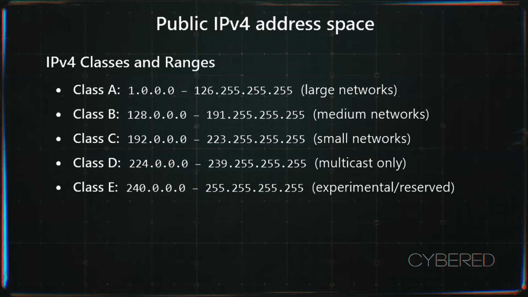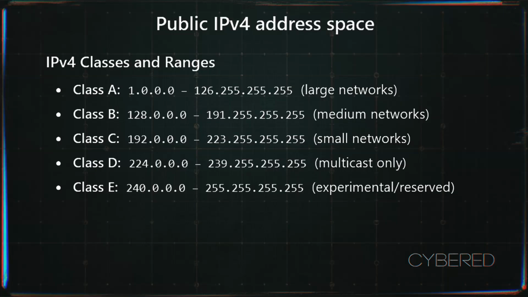So here we have the IPv4 classes and ranges. Class A for large networks, Class B, medium networks, Class C, small networks, Class D, multicast only, Class E, experimental, reserved. Public IPv4 addresses must be globally unique and are typically assigned by an ISP. Businesses often configure the public IP on a router, firewall, or WAN interface, along with the ISP-provided default gateway. Home users usually receive a modem router that obtains and applies these settings automatically.